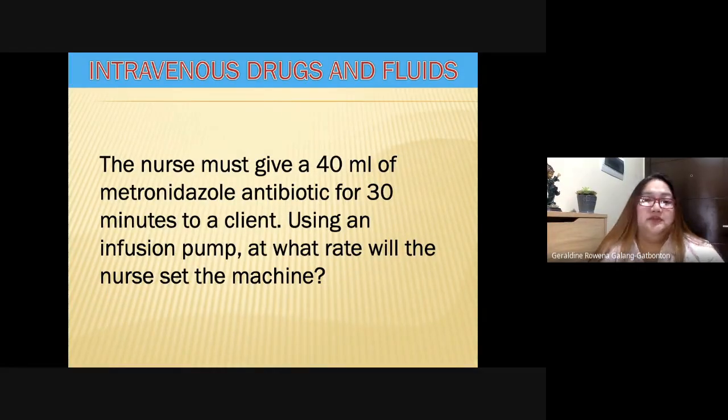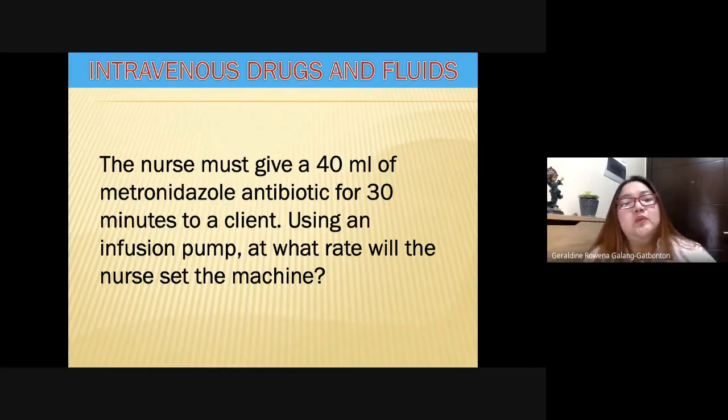Another example. Give 40 ml of metronidazole for 30 minutes using an infusion pump. What rate will the nurse set the machine? What did I say a while ago? If there is a syringe pump or if there is an infusion pump, ang kailangan mo lang na formula ay ml per hour. Kasi may machine. Hindi ka manually magre-regulate.